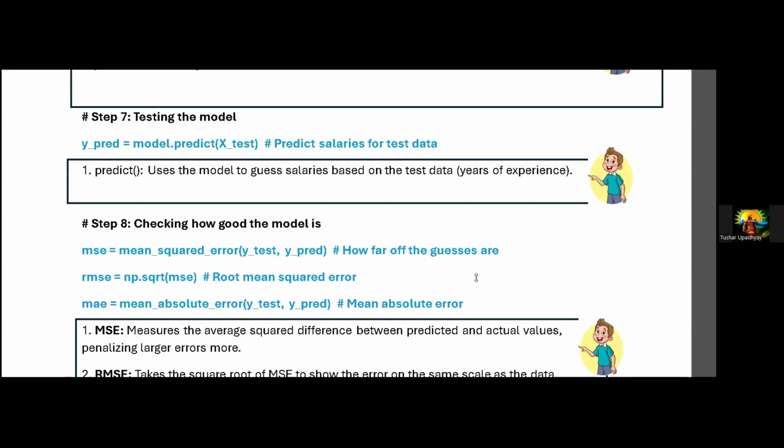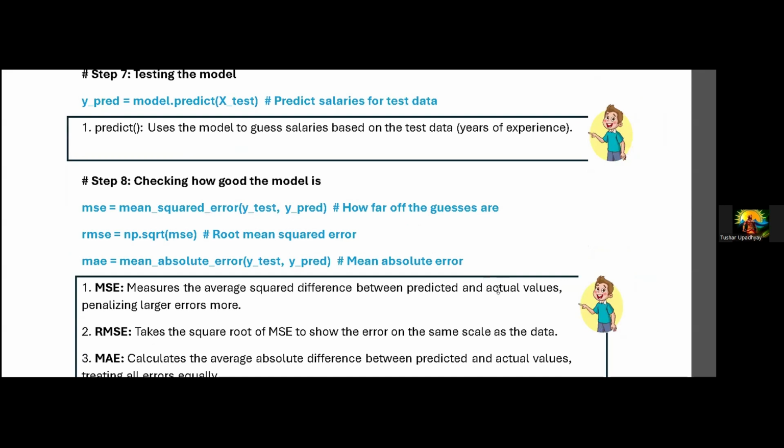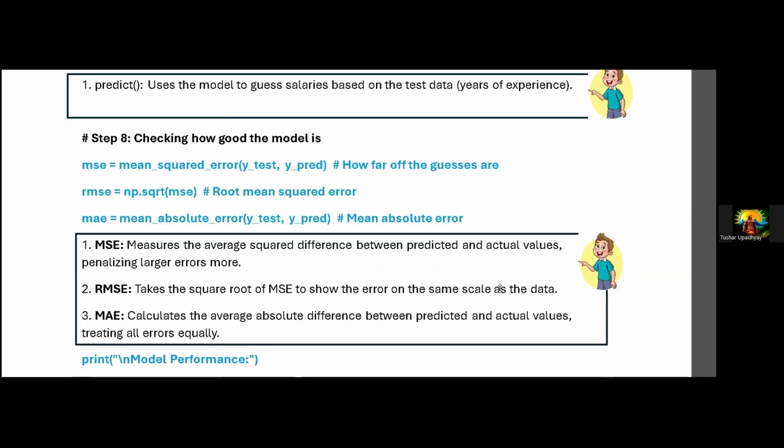So here we use the MSE, that is the mean squared error, followed by the y test and the predicted values and the actual values. What is MSE? It's basically an average square difference between predicted and actual values. Then we have the RMSE, that is the root mean squared error, that shows the error on the same scale as the data. And then we have the mean absolute error, that calculates the average absolute difference between predicted and actual values, treating all errors equally.